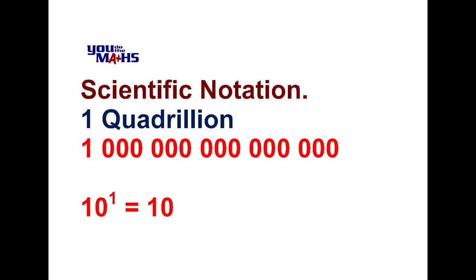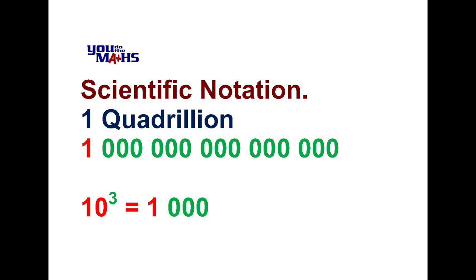10 to the power 1 is just 10. 10 to the power 2 is 2 tens being multiplied together, and 10 multiplied by 10 is 100. 10 to the power 3 is 3 tens being multiplied together, 10 multiplied by 10 multiplied by 10, which gives 1,000. Now each time we increase the power, we should notice that the number of zeros in our answer matches the index. In this case, we've got 3 zeros in the answer, which is 1,000, and the index is 3.